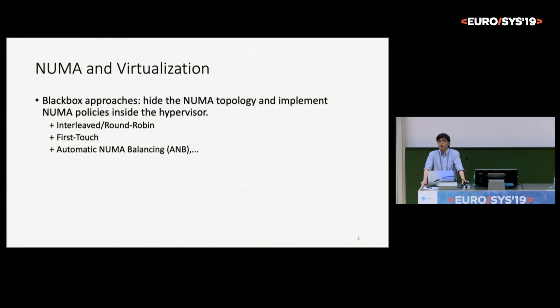For example, we have a round robin or interleave policy, where memory bases get allocated to the VM in a round robin way over a set of NUMA nodes. Or first touch policy, memory bases allocate to the VM according to the current location of application processes. Or we have automatic NUMA balancing, where the VCPU and memory of the VM can be moved around to optimize the performance.